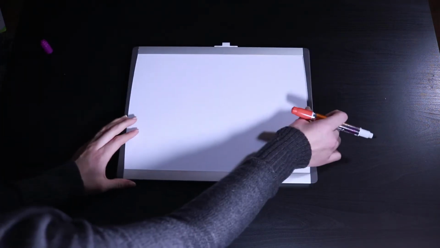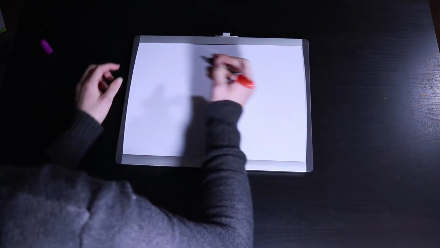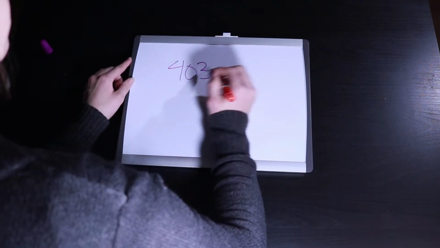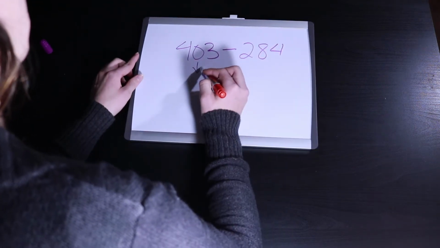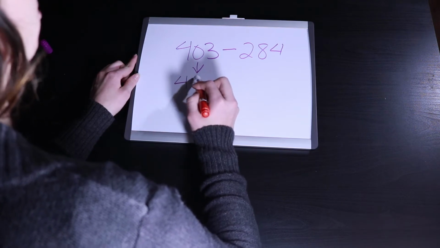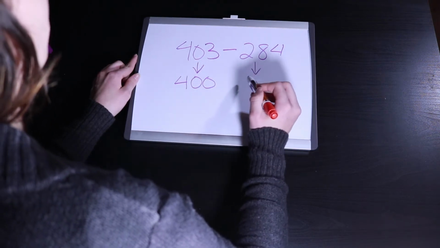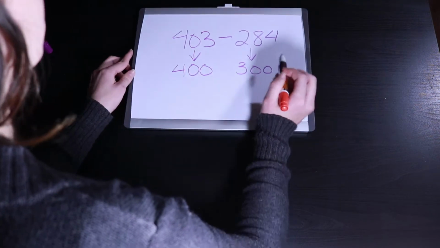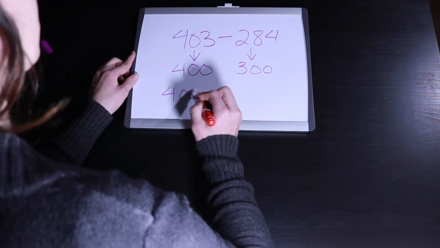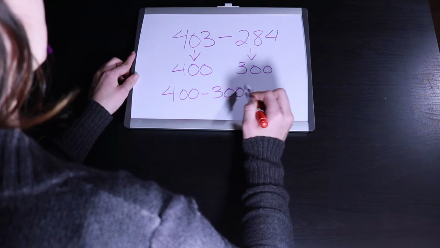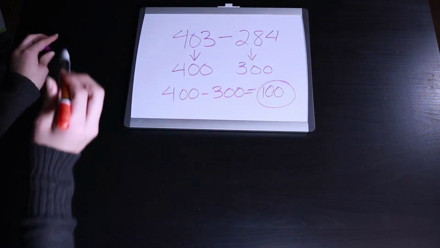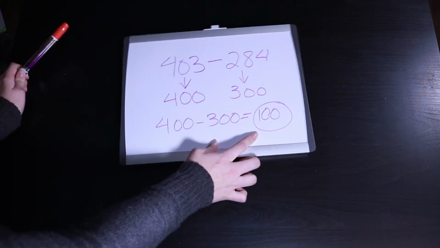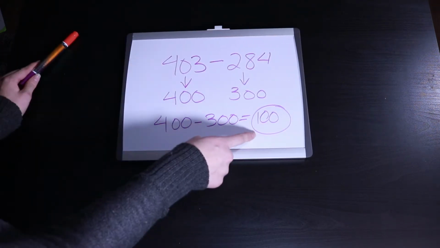The first step is estimation. The estimation process I chose was rounding to the nearest hundredth. So 403 subtract 284. We're going to round 403 down to 400 and 284 up to 300. So now 400 subtract 300 is equal to 100. So 100 is our estimation. In the end, our answer to this equation should be about 100.